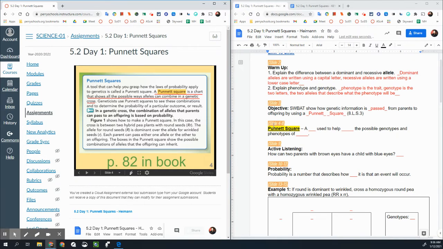All right, the Punnett square. This is slides 4 through 8, page 82 in your book. A Punnett square is a tool that can help you grasp how the laws of probability apply to genetics. A Punnett square is a chart that shows all possible ways alleles can combine in a genetic cross. So our notes over here.